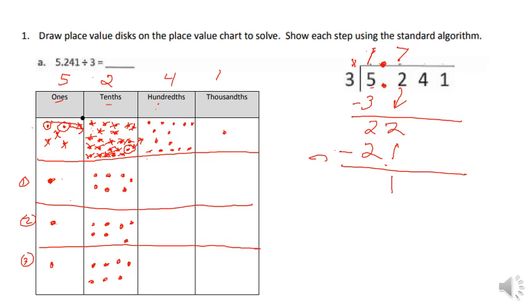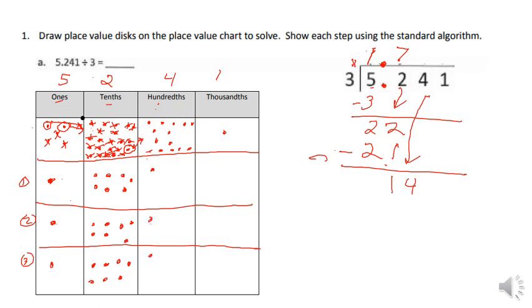So we can see here we had 4 in there, we added 10, so there should be 14. In the standard algorithm, when I bring down the next digit, you can see we have 14, exactly what we showed on our place value chart. Now we're going to divide those 1400s up to 3 groups.